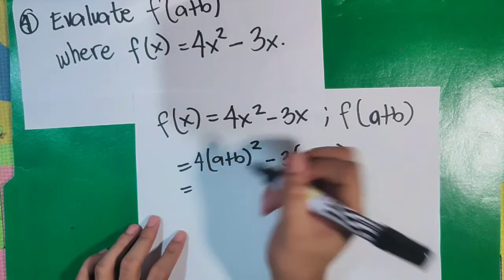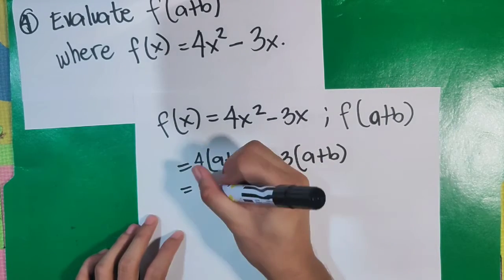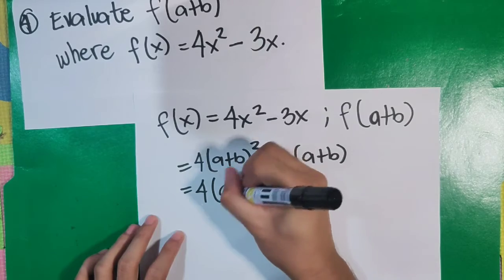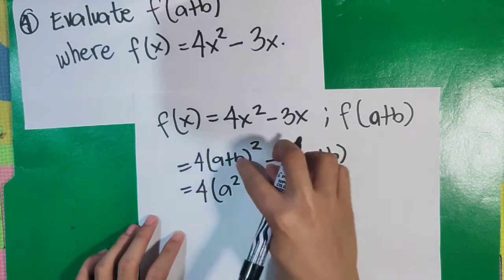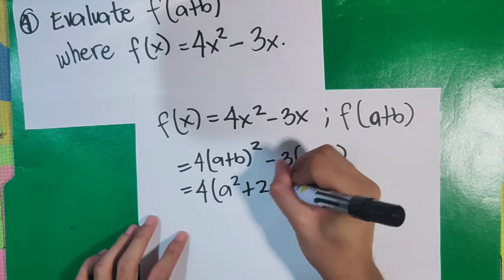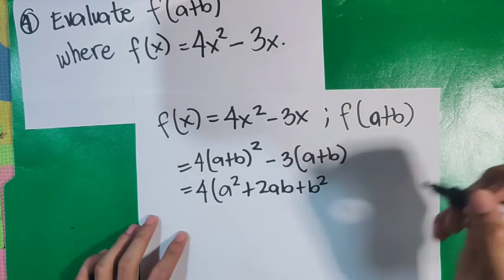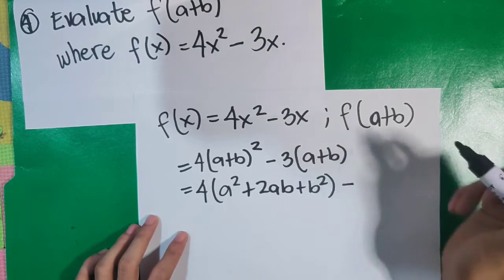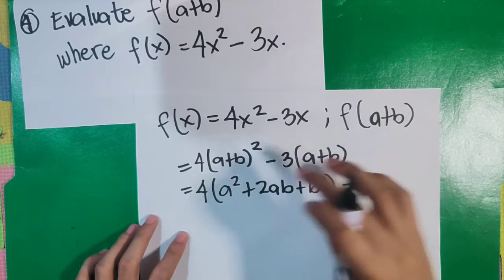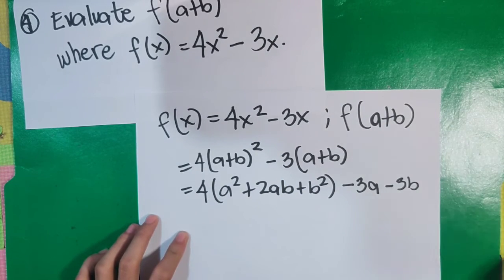So we need to solve this a plus b squared. So we get the first term, a squared. A times b is ab, times 2, so we get 2ab, then b squared. Okay. Next is negative 3 times a. We get negative 3a. Then negative 3 times b, so we get negative 3b.